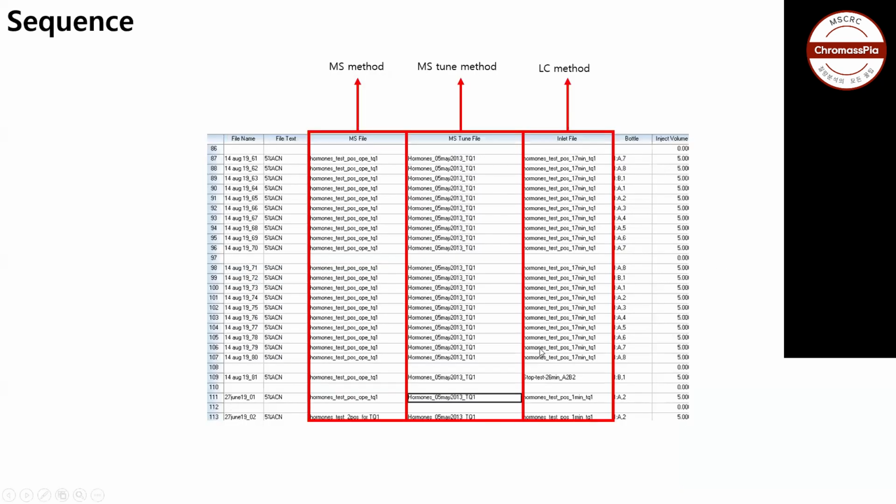And for the sequence, actually this file name and file text is just what you want to note about it. And then you can put the MS file, MS tune file, and inlet file, and then the bottle location and the injection volume.